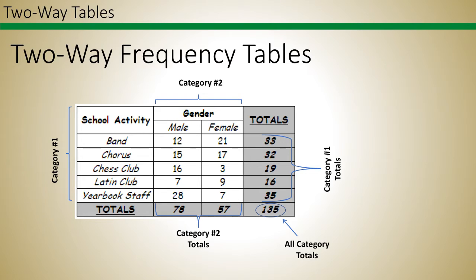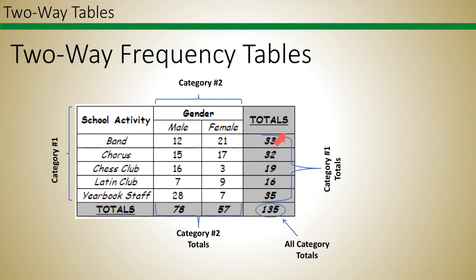see in this table is, first of all, our first category is the school activities. So students are grouped based on band, chorus, chess club, and so on. The second category is gender, so students are separated by male and female, okay?